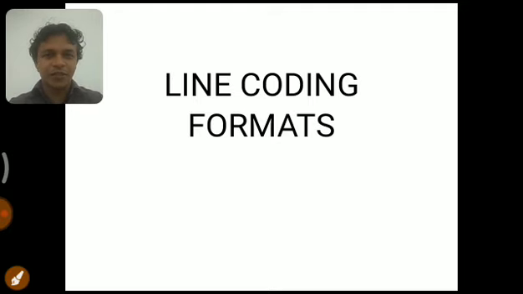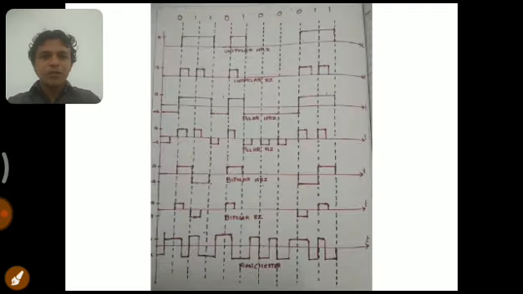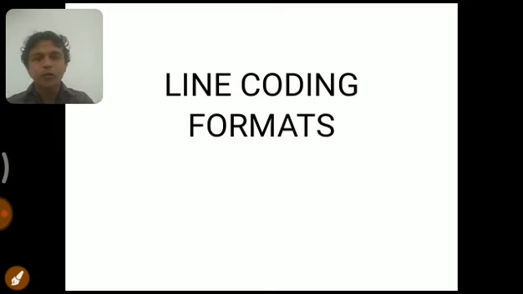Now let us discuss the topic. So what is meant by line coding technique? Where do we go for line coding techniques? Those things we are going to discuss.